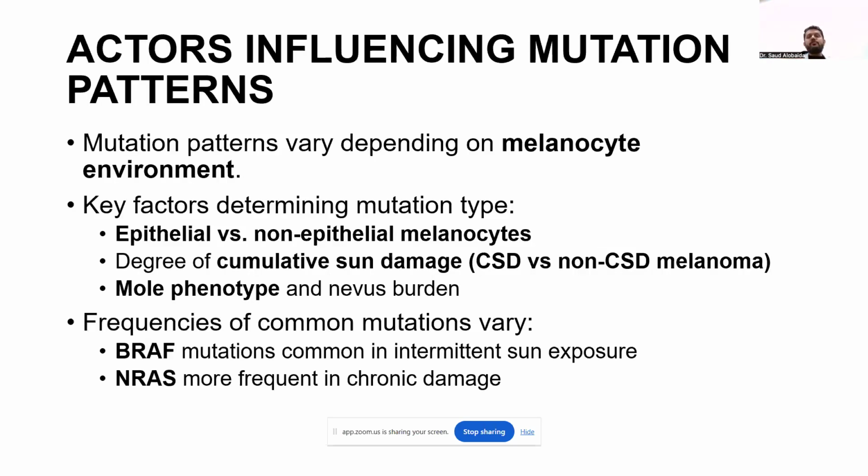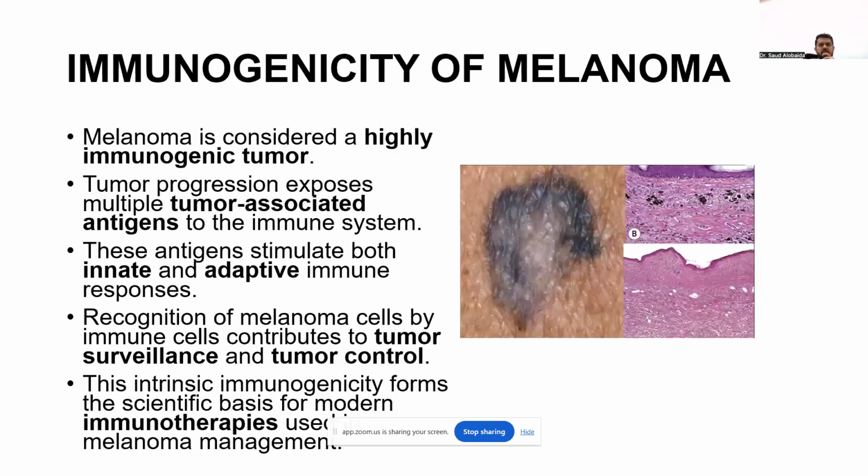What influences the mutation patterns? Mutation depending on whether or not the melanocytes are epithelial versus non-epithelial, the level of sun damage, that's what I was saying, high CSD versus non-CSD or low CSD, and the mole phenotype and nevus burden, as in the syndromes we talked about, like BAPoma, etc. And that was what I was saying. BRAF, more mutations with intermittent sun exposure, and RAS more frequently in chronic damage skin, sun damage skin.